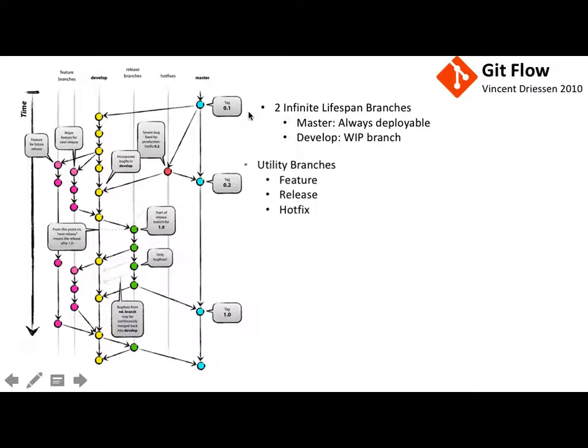In addition, there are three other branches. There's your feature branch or utility branches: features, releases, hotfixes. Whenever I want to add something new, we're going to create a feature branch off of develop. Whenever I want to prep for a release, I'm going to create a release branch. And whenever something goes wrong in production, I'm going to create a hotfix branch. And I'm not going to get too far into the details of this.